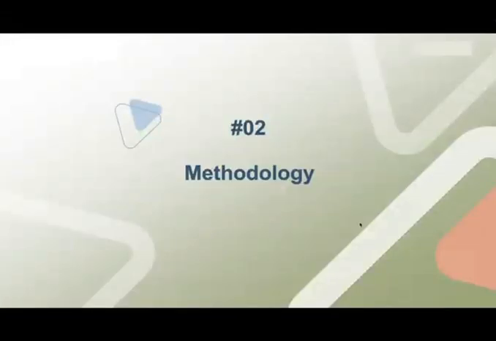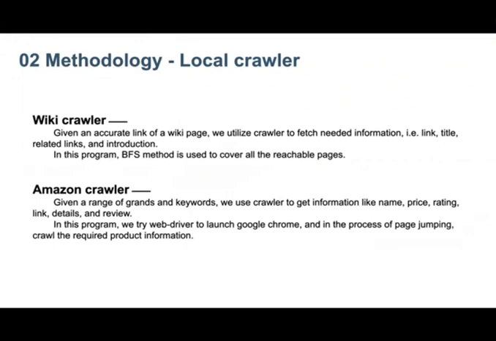The second part is methodology. Firstly, we let you know the local crawler. It has 2 parts, namely Wiki crawler and Amazon crawler. As for the first one, it is given an accurate link of a wiki page. We utilize the crawler to fetch needed information, for example, link, title, related links, and introduction. In this program, we use BFS. This method is used to cover all the reachable pages.